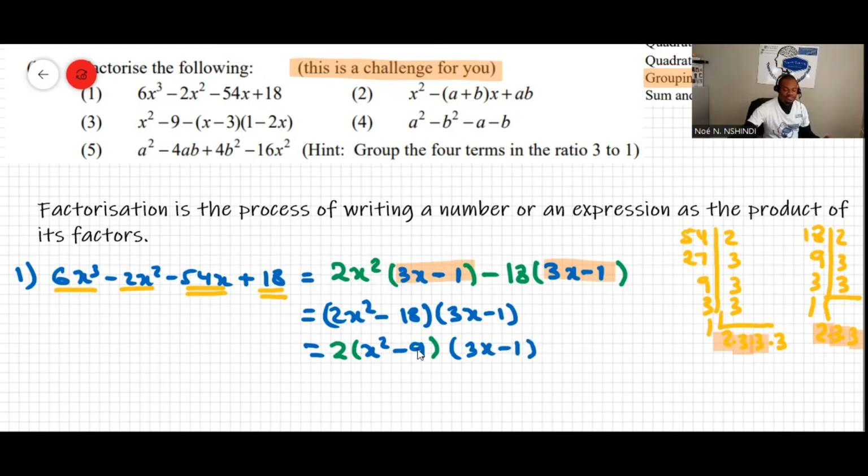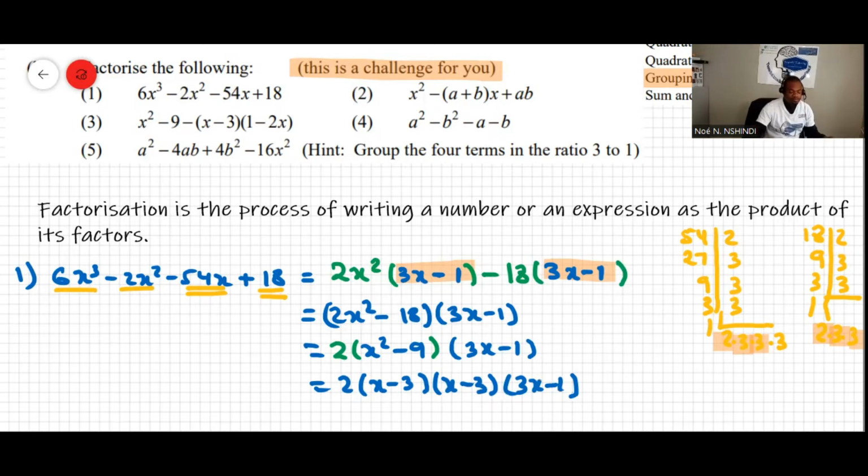Look here, this number 9 is a square number, and then the variable x is also squared. So here we have a difference of two squares, okay? You see we did a lot of them in the previous exercises. So now it's going to be 2, open brackets, x minus 3, close brackets, open brackets, x plus 3, close brackets, and then 3x minus 1. Now, by now we can say we have fully factorized it, okay?